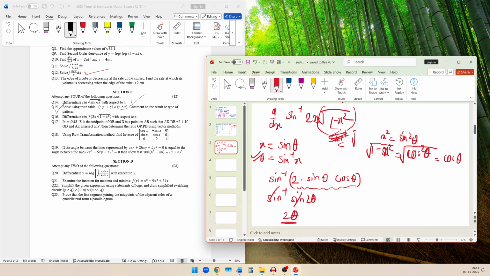So the entire question is now simplified as 2 times theta. But what is theta? Theta is sine inverse of x. So the entire question now boils down to y is equal to 2 sine inverse of x, and I have to find the derivative of this, which would be dy by dx. That should be 2 times the derivative of sine inverse of x, which is 1 over square root of 1 minus x square. So the answer should be dy by dx is equal to 2 divided by square root of 1 minus x square. Next question.